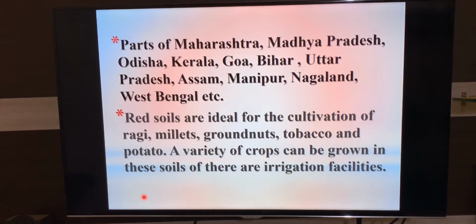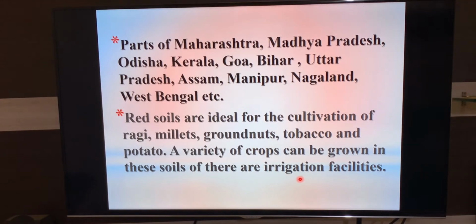It is also found in other parts of India: Maharashtra, Madhya Pradesh, Odisha, Kerala, Goa, Bihar, Uttar Pradesh, Assam, Manipur, Nagaland, West Bengal. And the red soil is used for the cultivation of ragi, millet, groundnut, tobacco and potato. And here you have to remember, a variety of crops can be grown in this soil, but you require irrigation facilities.